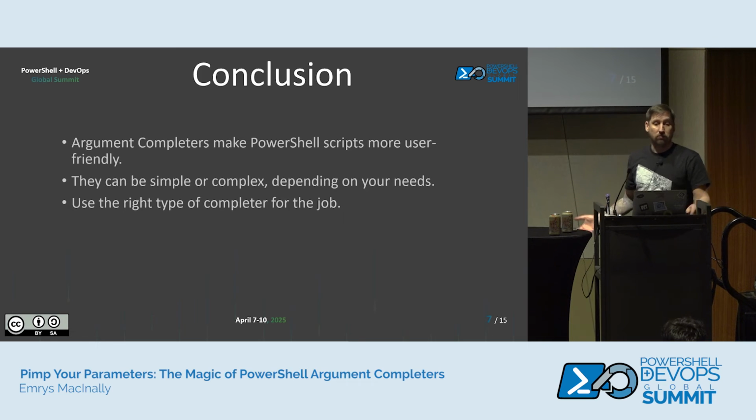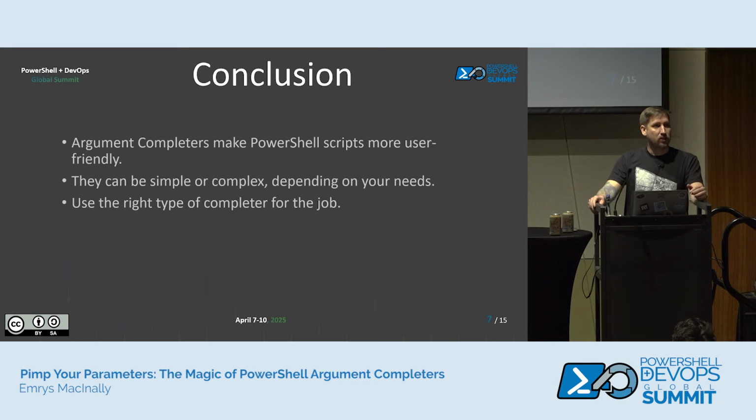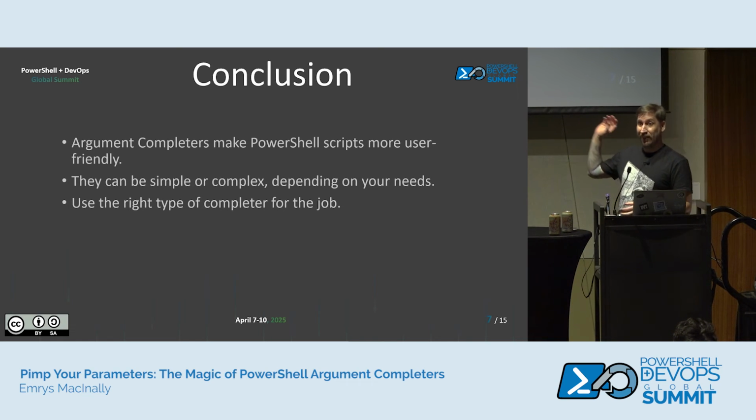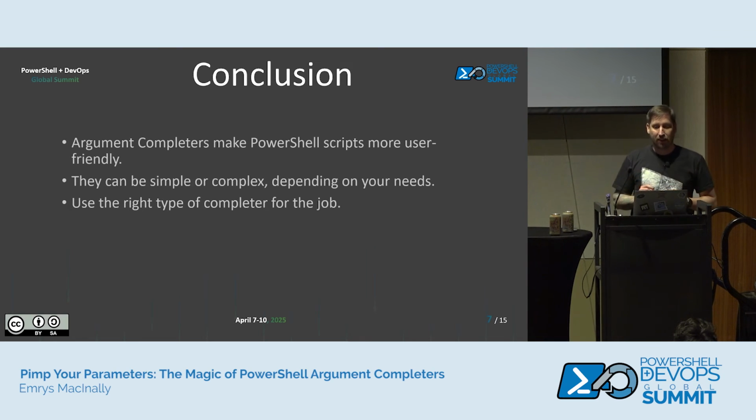So what's the conclusion? Argument completers are our friend. It makes scripts more user-friendly. They can be super simple, as you saw in a couple of examples, but they can be quite complex. And always, if you have dynamic argument completers, think about where you get your data from. Because if that endpoint of your REST API is broken, as we saw, it will fail. And it doesn't even give you an error, which is a bit of a bummer.